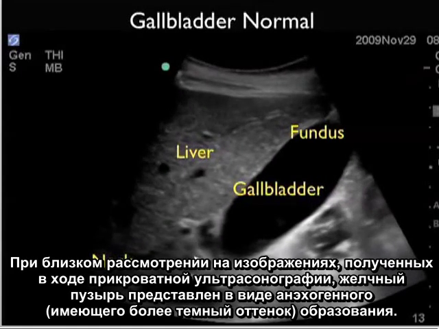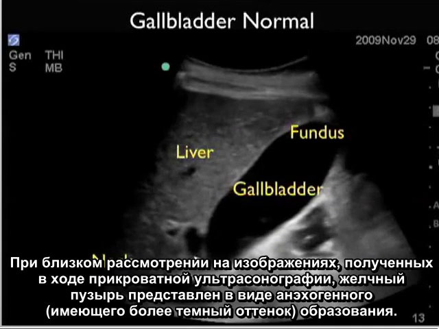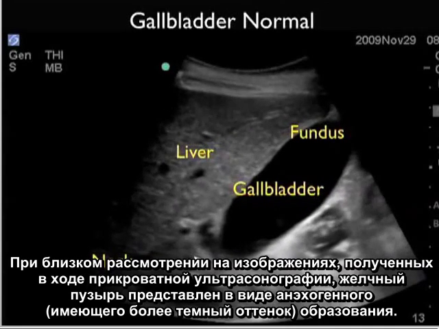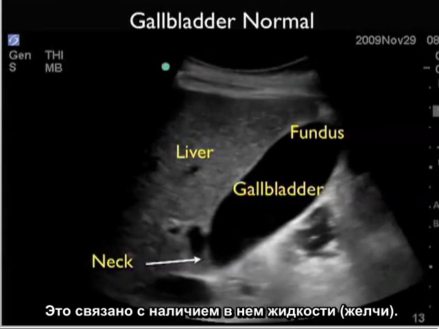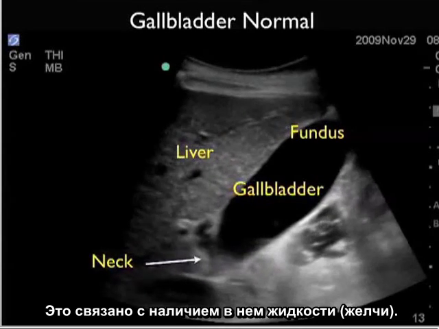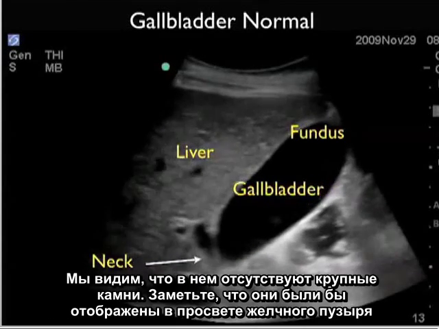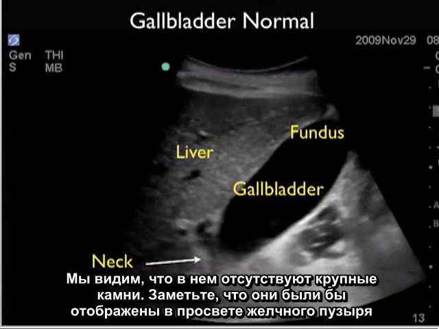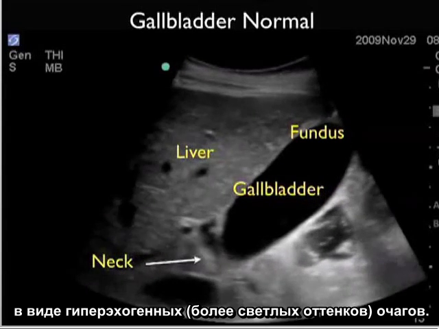As we look closely through this gallbladder, we see that it has the typical darker, or anechoic, appearance on bedside sonography, and that's because of the fluid within the gallbladder, which is bile. We see here the absence of any significant stones, and remember that gallstones would appear as brighter, or hyperechoic, foci within the gallbladder lumen.